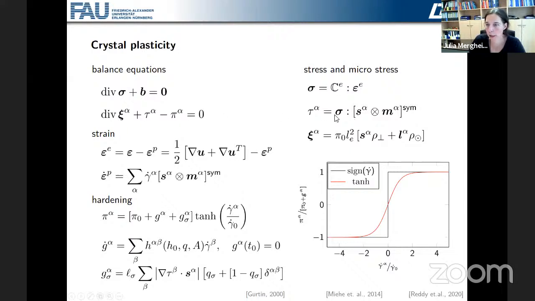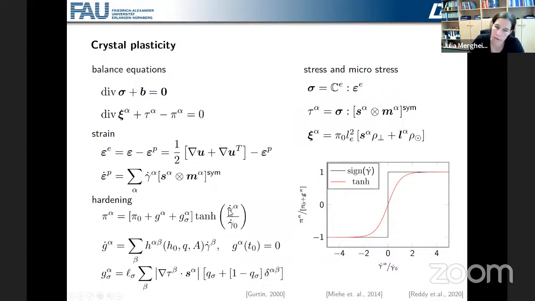In the microforce balance, we have the Schmid stress, which is a projection of the Cauchy stress to the particular slip direction, to a particular slip system by means of the Schmid tensor. And furthermore, we have a vector and a scalar valued microstress. Here in this vector valued stress, we see that the dislocation densities, and therefore the gradients of the plastic slips, are taken into account.